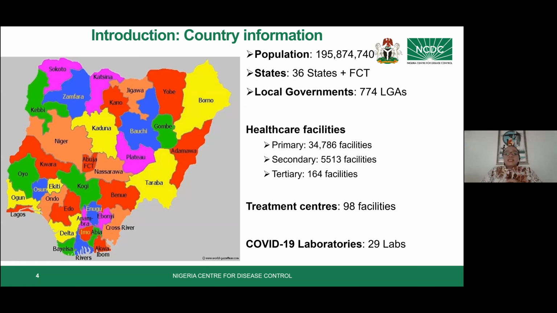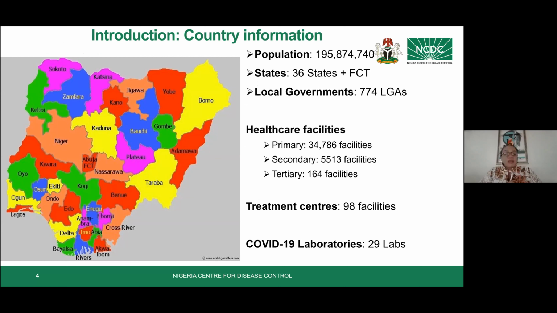So this is Nigeria. According to World Bank estimates, we're a population of 195,874 people. We have 36 states, and when we add the Federal Capital Territory, Abuja, it makes a total of 37 states. And we have 774 local government areas.